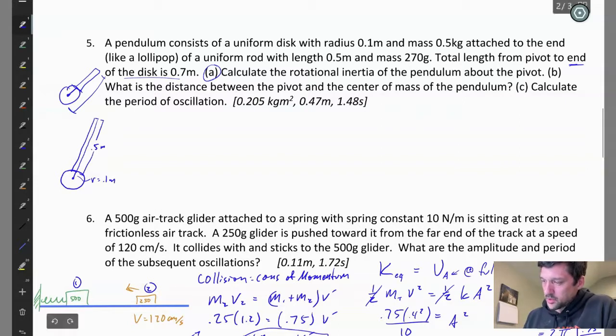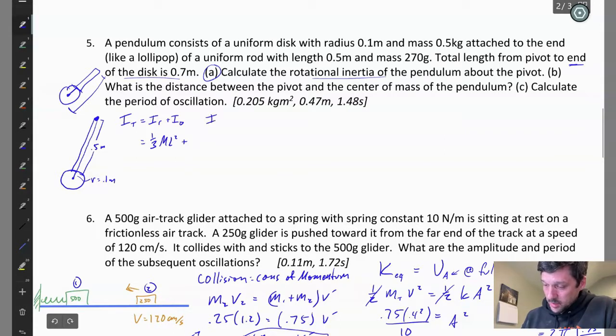First, calculate the rotational inertia of the pendulum about the pivot. All right, so the pivot is here, and we've got essentially a compound object. We've got a rod and a disc. So let's figure out the moment of inertia of each of them and then add them together. The moment of inertia total will be the moment of inertia of the rod plus the moment of inertia of the disc. So the moment of inertia of the rod, it's rotated around its end, so that's going to be 1/3 mL squared, the length of the rod, plus the moment of inertia of the disc.